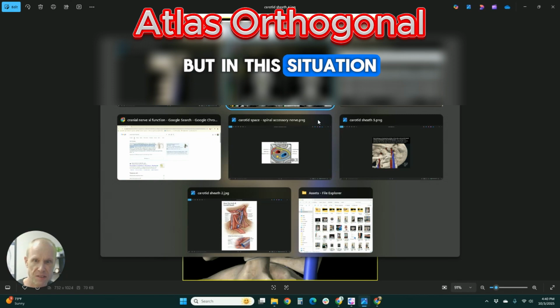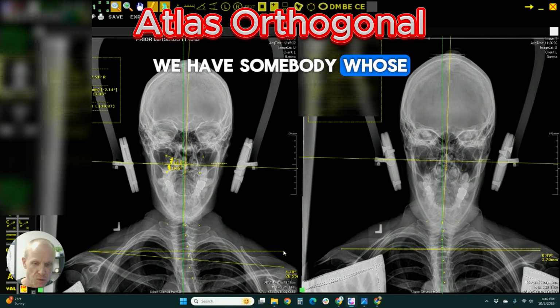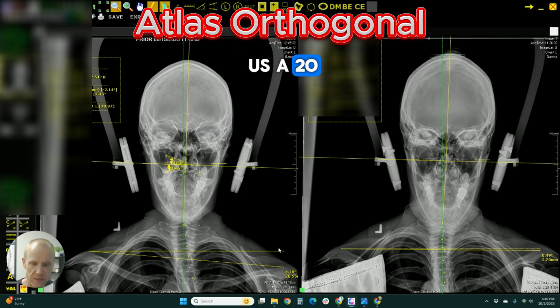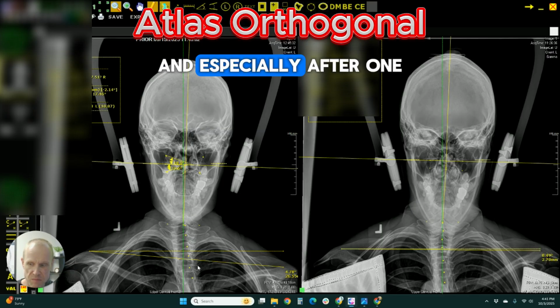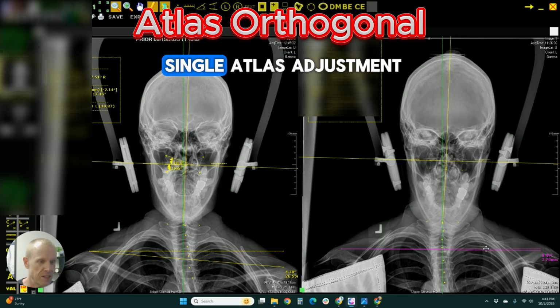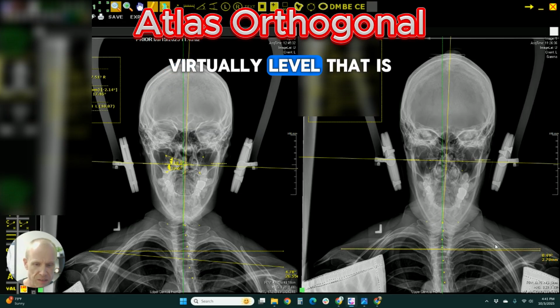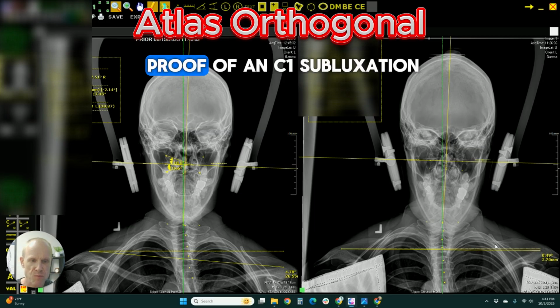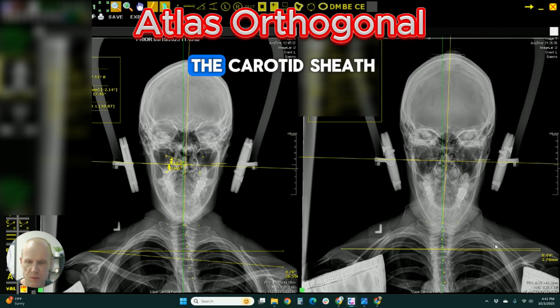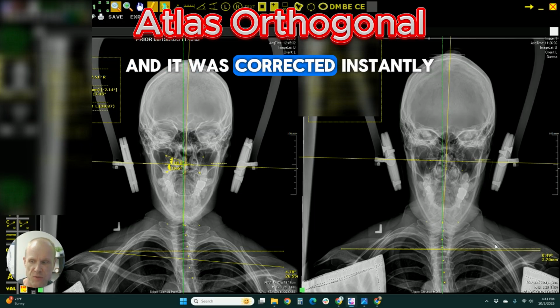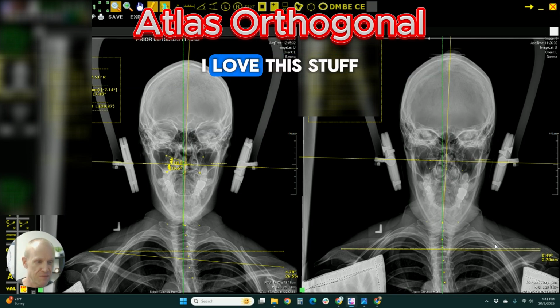But in this situation, we have somebody whose physiological presentation is showing us almost a 27 millimeter shoulder drop. We have to pay attention to that, and especially after one single atlas adjustment, it comes up to near level, virtually level. That is proof of a C1 subluxation, atlas subluxation, pressing on the carotid sheath, irritating the spinal accessory nerve. And it was corrected instantly. I love this stuff. It's amazing.